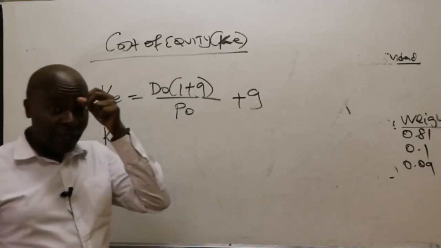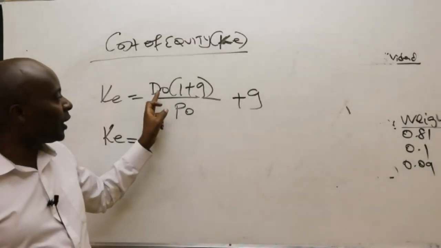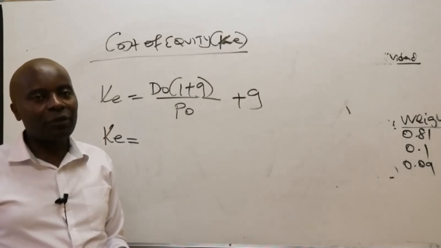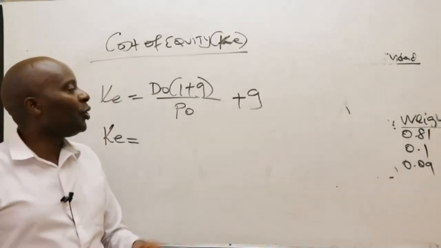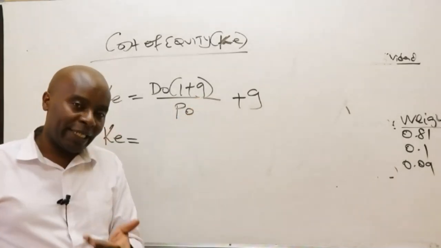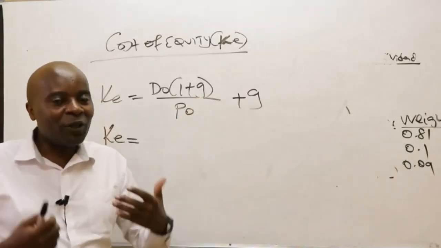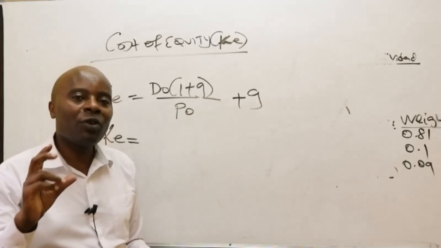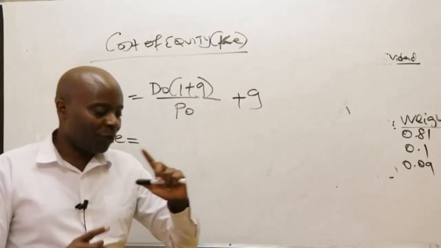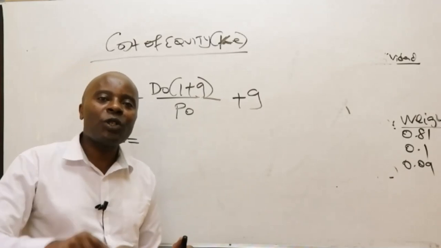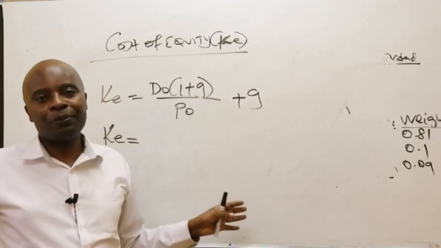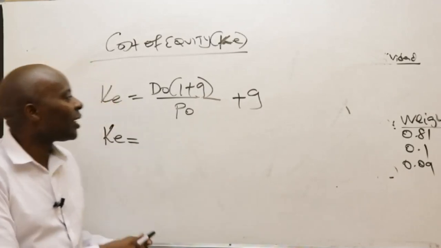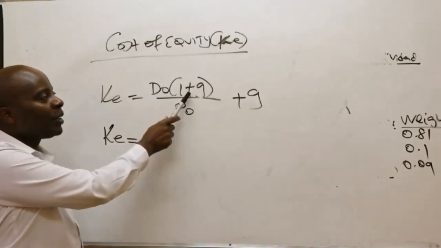Has this examiner given us DO? Please write in full somewhere there that DO stands for the current dividend. G stands for growth of dividends. If I'm the one setting an exam, I'll give you growth of dividends, and then I'll give you growth of earnings. The moment I give you the 2 growths, I'm sure so many students will simply go direct, because they'll pick the growth of earnings, and yet they know that we are talking of dividends which are being grown.